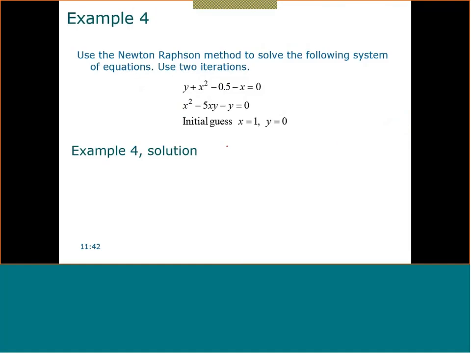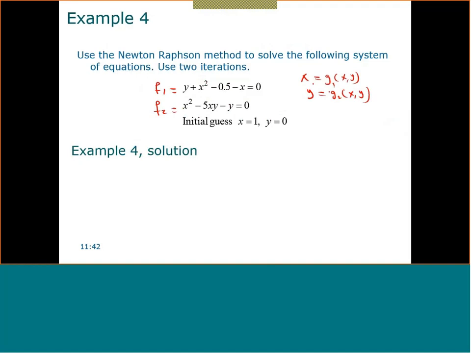So let's have some examples. Here is the first example. This is my f1 equal to this, and this is my f2 equal to this. And here this is the format. If you recall, in the Gauss-Seidel, I have to put it in a format that x is equal to g1 of x and y, and y is equal to g2 of x and y. This is how I put it in that format.